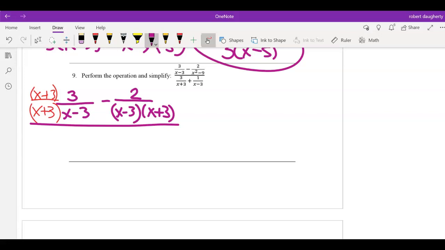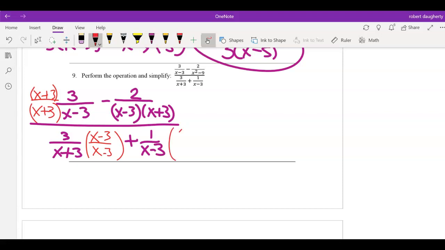And the denominator, you're going to have 3 over x plus 3. And that will need to be multiplied by x minus 3 over x minus 3, plus 1 over x minus 3. And to get my common denominator, that will need to be multiplied by 1 in the form of x plus 3 over x plus 3. So all of these operations are to get my common denominator.